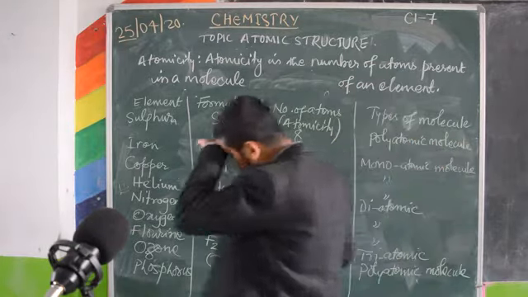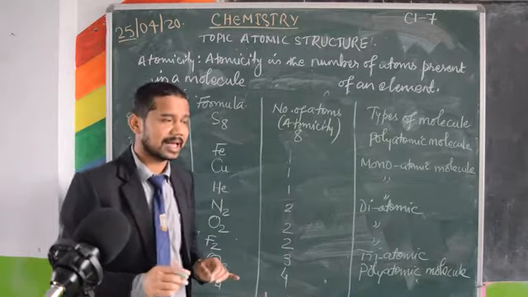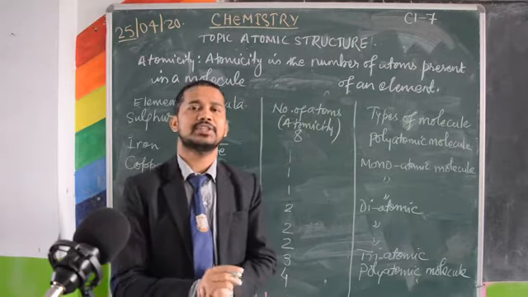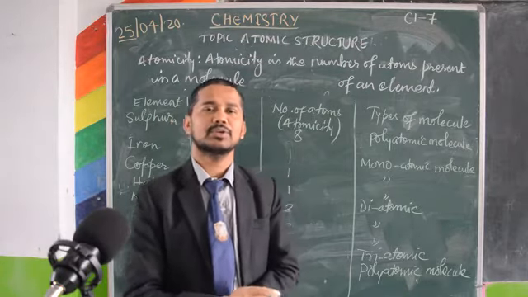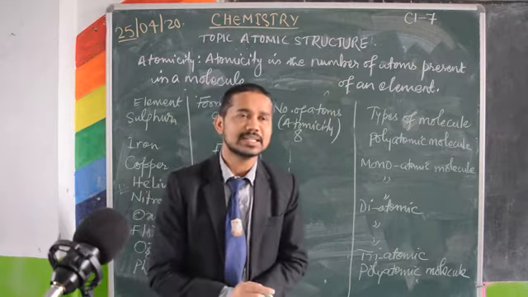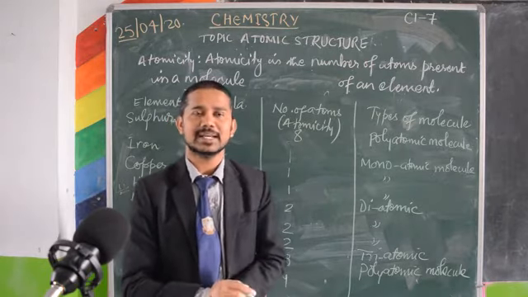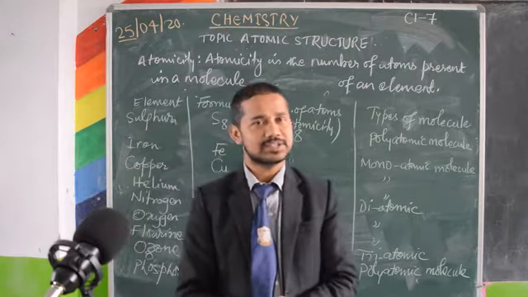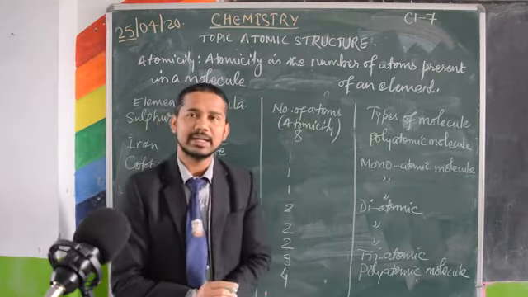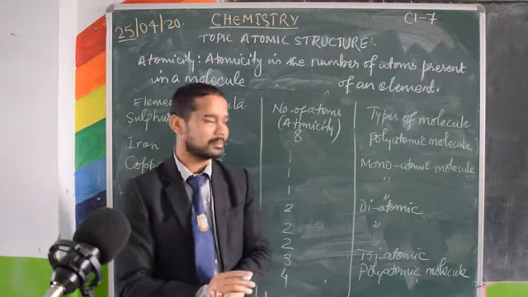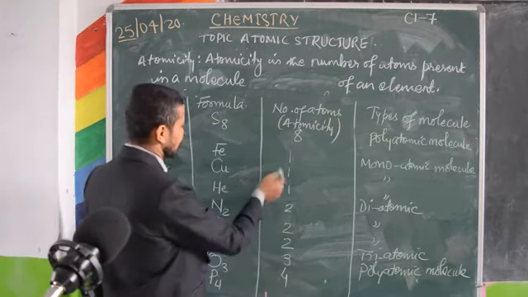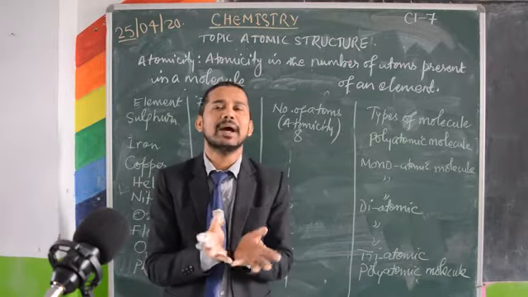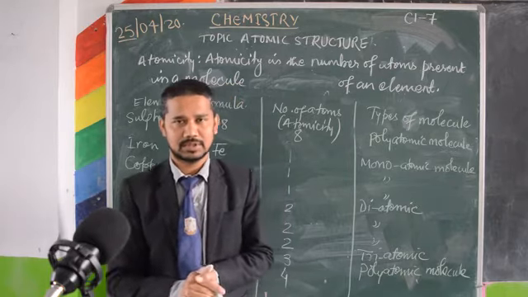So I said all metals and noble gases are monoatomic. Which are the noble gases? Helium, neon, argon, krypton, xenon, radon. All these are noble gases, and all noble gases are monoatomic. They can exist independently in nature. Last class I said they can exist independently in nature in their atomic form. Then these metals exist in the form of atoms combined by a metallic bond.